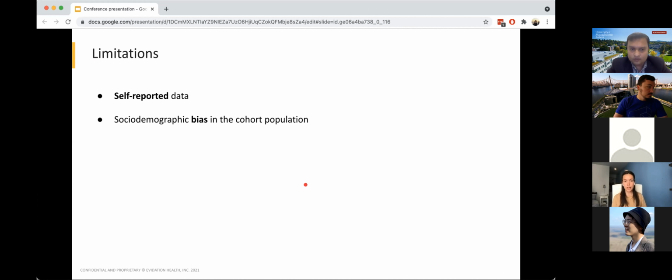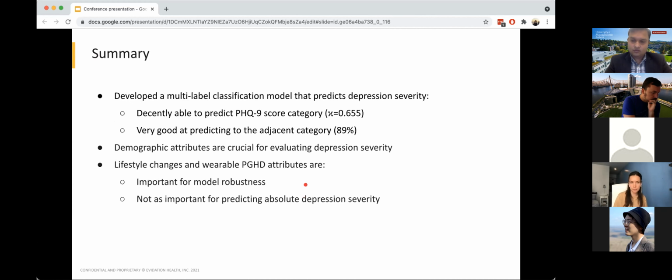And we also have a social demographic bias in the cohort population, where the cohort comprises majorly of non-Hispanic, white, and female participants. However, we have noticed that based on a primary error analysis, there's no significant difference between model performance when comparing across various demographic attributes. So at least we have that as a good sign.